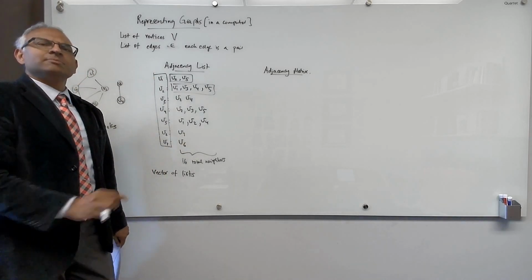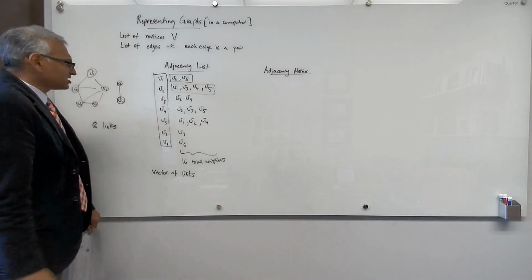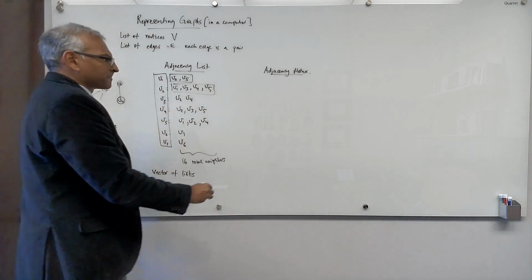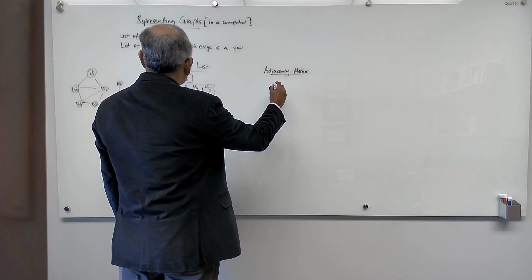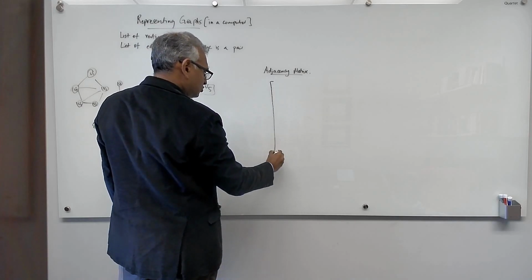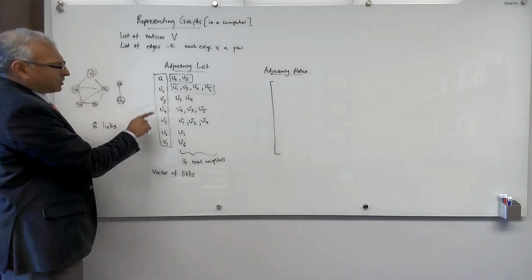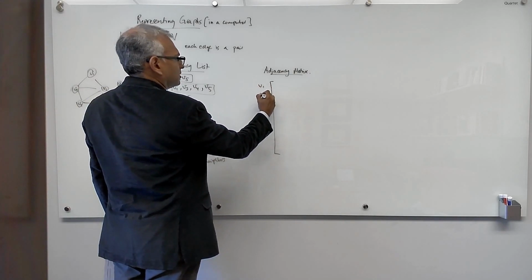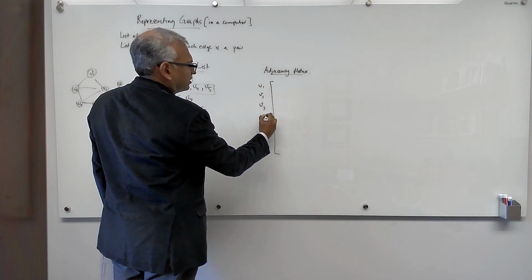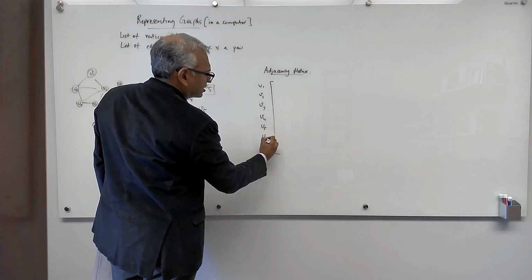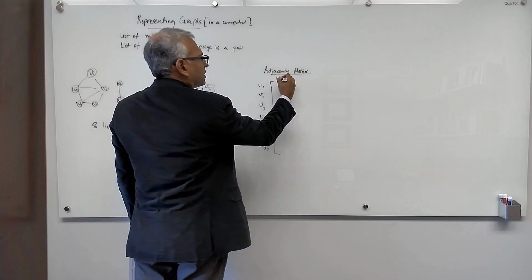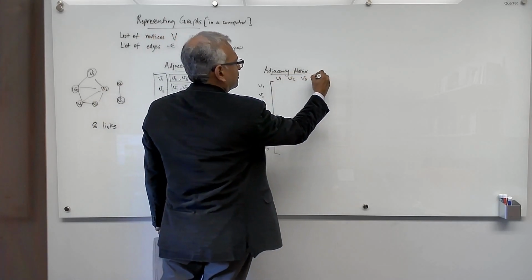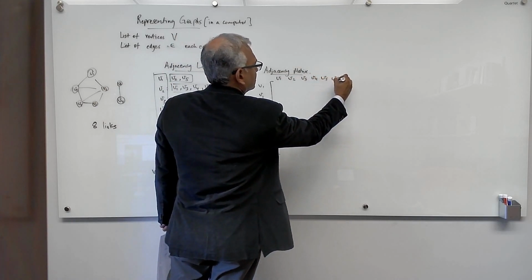Let me show you the adjacency matrix. The adjacency matrix is very similar. It's just a matrix, and it assumes that the vertices are labeled V1 up to V7, but I'll put the labels here: V1, V2, V3, V4, V5, V6, V7 across the top and V1 through V7 down the side.